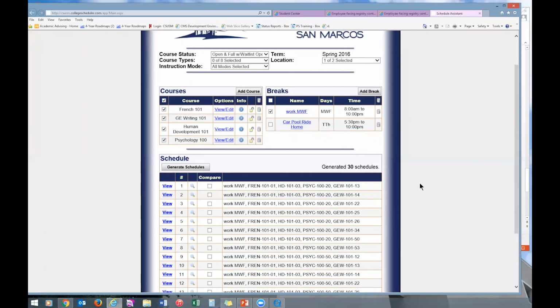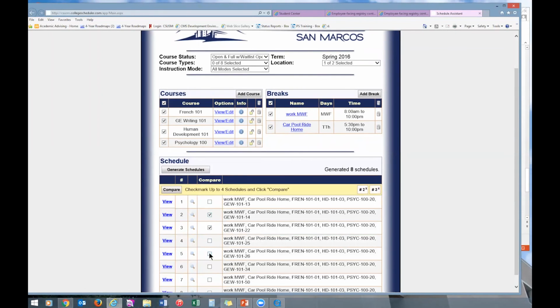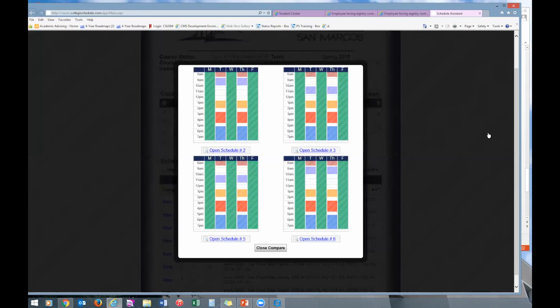And she goes, okay, well, a friend said that they could give me a ride if I don't take classes after 5:30. So if she puts that into the system, now it drops down to 8 schedules. And then she can go through and just take a quick peek at 4 semesters at a time and compare them and say, I don't like this long break here. I like this one. And let me go ahead and open up this schedule.